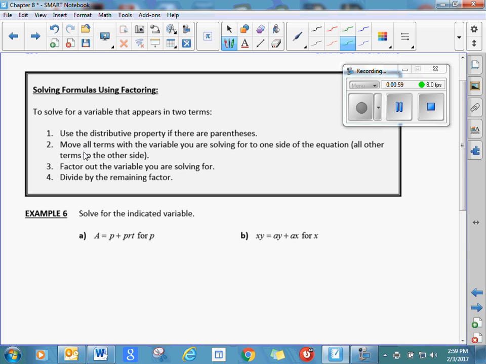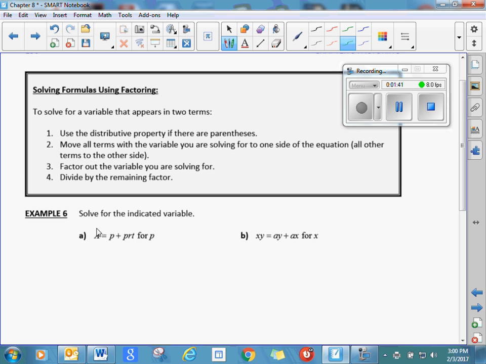So here are the steps. If you have the distributive property, you need to get rid of the grouping symbol, so you need to distribute if there is distribution. Then you need to make sure that all of the terms with the variable that you are solving for are together on one side of the equal sign and everything else is on the other. Then, if there's more than one term with adding or subtracting, and they both have your variable in them, you're going to factor out the variable you're looking for, and then divide by the remaining factor to end up with your variable alone. Sounds like a lot of mumbo jumbo, but you'll get it once we do a couple examples.